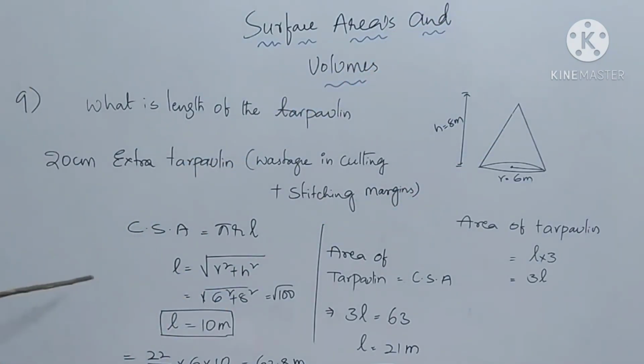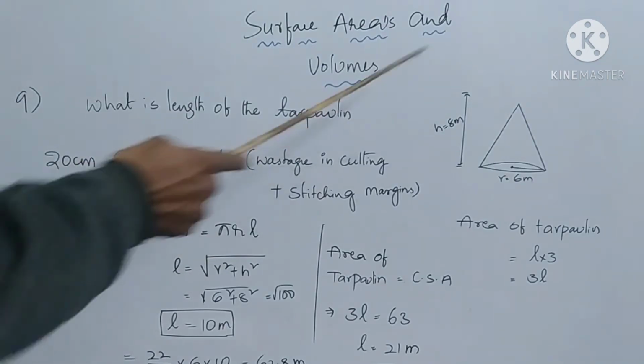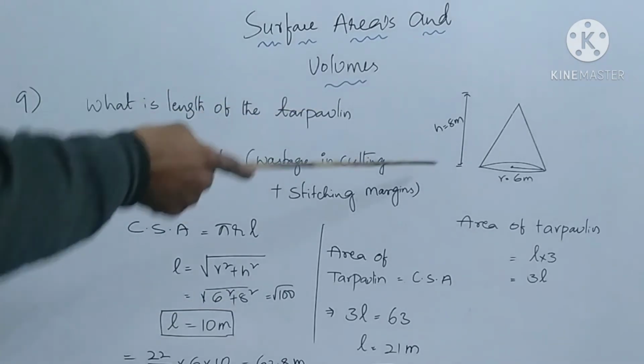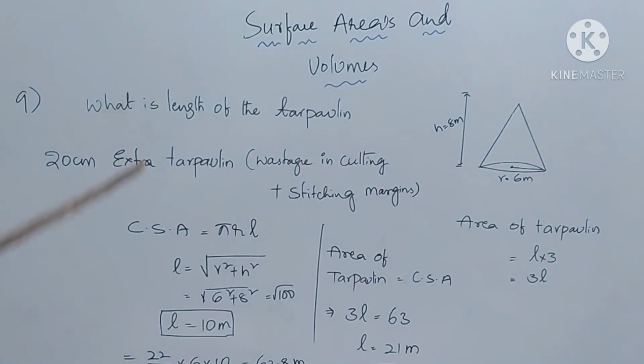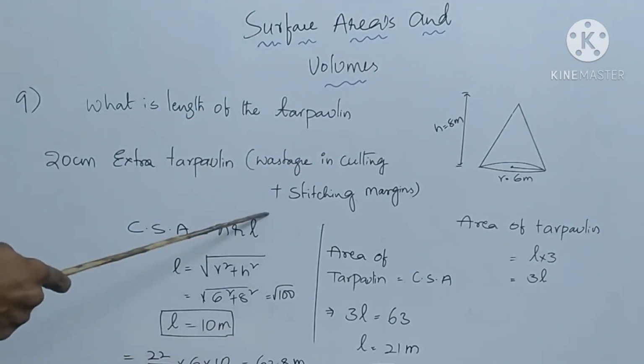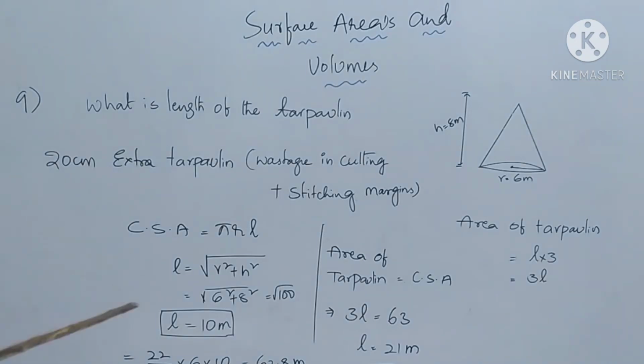We have to find the curved surface area of the conical tent. The formula is pi r L, where L is unknown. L is the square root of r square plus h square. Here the radius is 6 squared, the height is 8 squared, so that is the square root of 100. So the slant height of the conical tent is 10 meters. Substituting these values, 22 by 7 into radius 6 meters into slant height 10 meters, that is 62.8 meters.